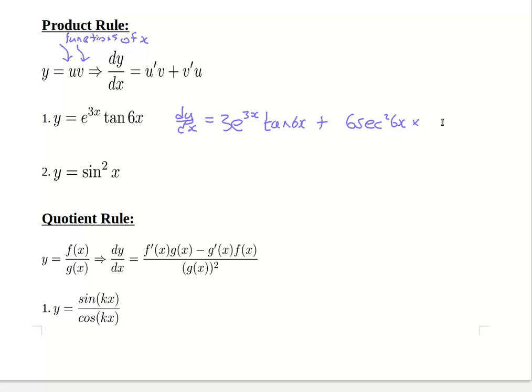Multiplied by the other side undifferentiated, which is simply e to the 3x. Now I do like to point out to my students that it's always a good idea at the end here to do some serious factorization, because they always tend to factorize really quite nicely here. You'll notice that both terms have a 3e to the 3x in them, so I can take that out, and then I'm left with tan 6x plus 2 sec squared 6x.